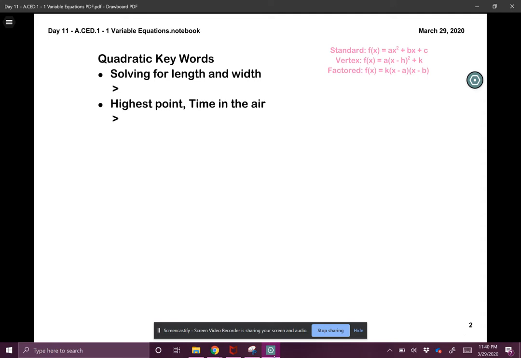So if a question is asking you for solving for length and width, which you're going to see a few times today in your work session, when it says to solve for length and the width, you're basically just solving for x. And when you are solving for x, that's the same thing as solving for your x-intercepts or your roots or your zeros or your solutions.